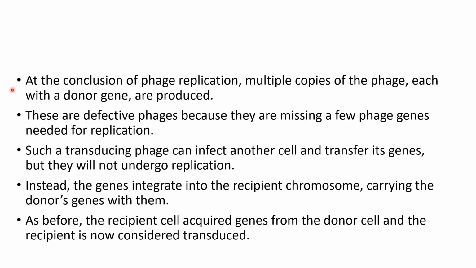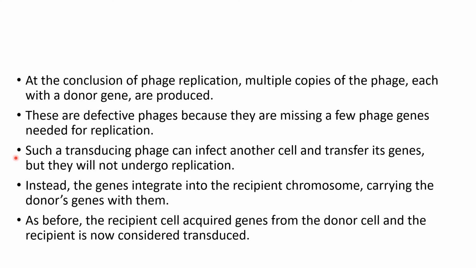Now after excision, again the same lytic cycle events will happen. At the conclusion of phage replication, multiple copies of the phage gene will be formed along with the donor gene in it. Okay, these are called defective phages because they are missing a few phage genes needed for their own replication, because they have left behind some of their own genes with the bacterial DNA, right? So they are going to be called defective phages.